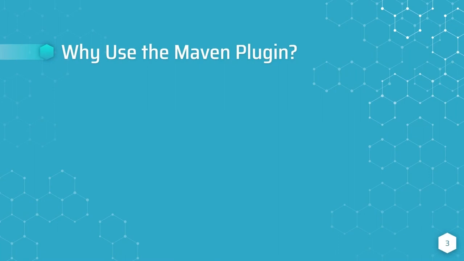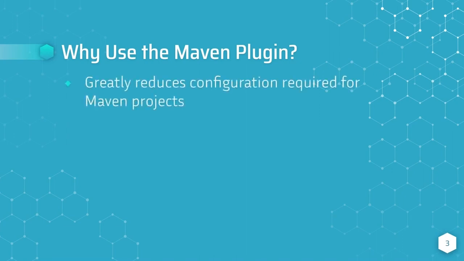But the question is, why use the Maven plugin when we could also invoke Maven inside of a freestyle project? The Maven plugin greatly reduces the configuration required for Maven projects inside of Jenkins. And the plugin enables post-build deployment of binary artifacts that are produced during a Maven build.